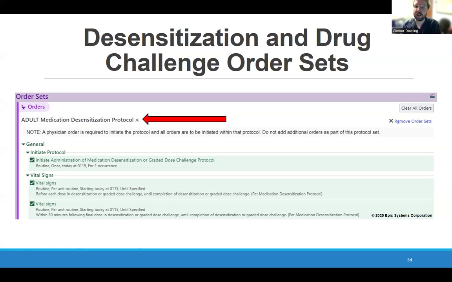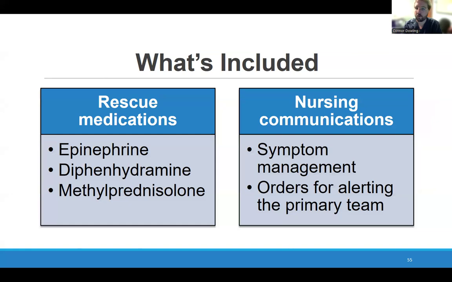But you might be wondering, what's included in our drug challenge order sets and our desensitization order sets? So really, this is where we're going to have our rescue medications, our epinephrine, our diphenhydramine, our methylprednisolone, as well as nursing communications on how to manage symptoms and orders for alerting the primary team if any issues arise. It also provides instructions for patients regarding when to use the call lights and alert the medical team, and essentially gives nurses step-by-step instructions so they can help manage their patients going through these oral or IV drug challenges or a desensitization as well.